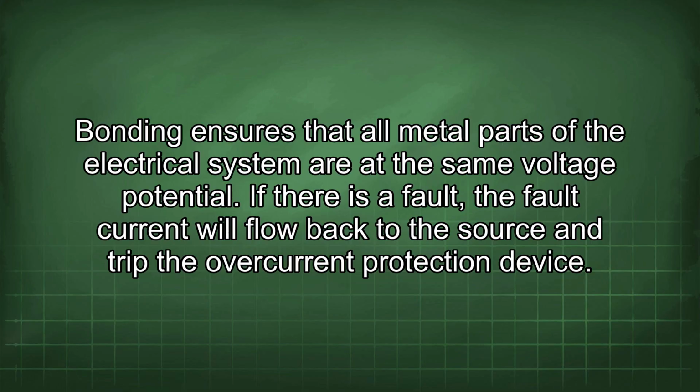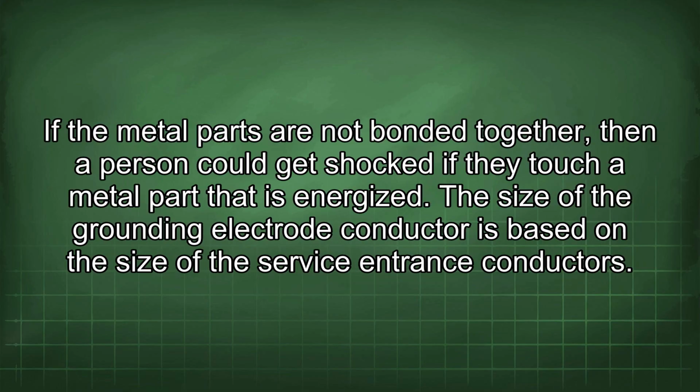If there is a fault, the fault current will flow back to the source and trip the overcurrent protection device. If the metal parts are not bonded together, then a person could get shocked if they touch a metal part that is energized. The size of the grounding electrode conductor is based on the size of the service entrance conductors.